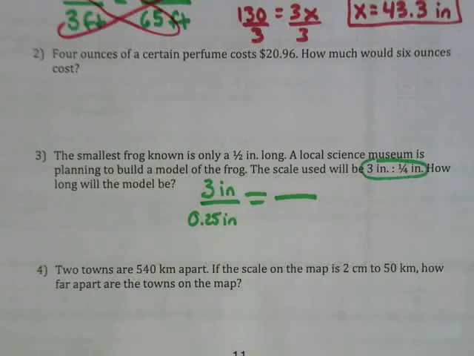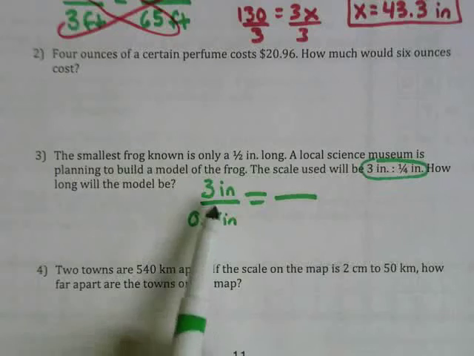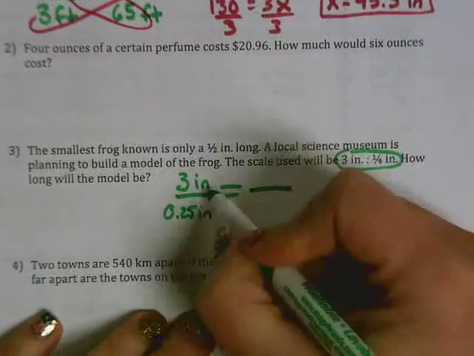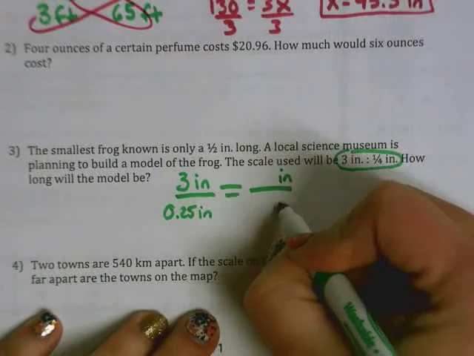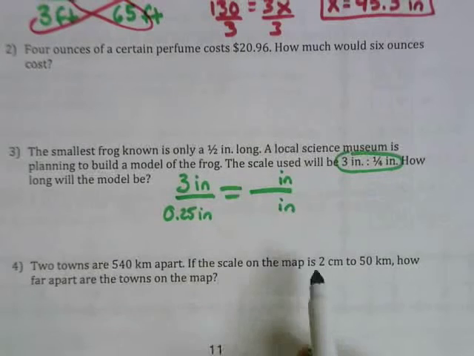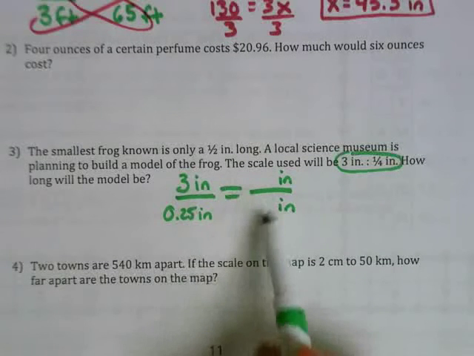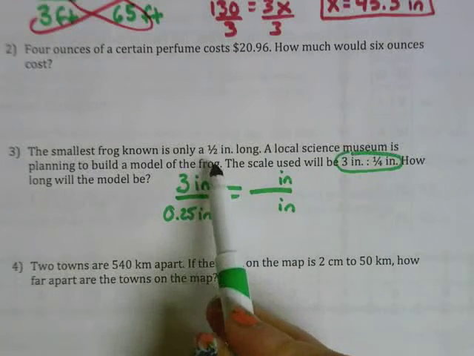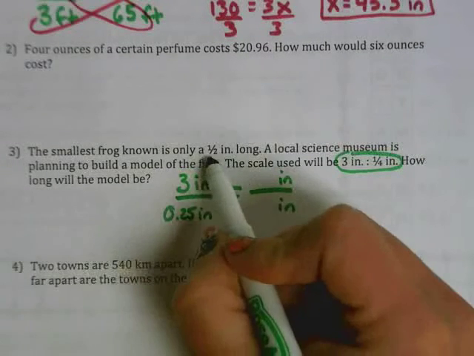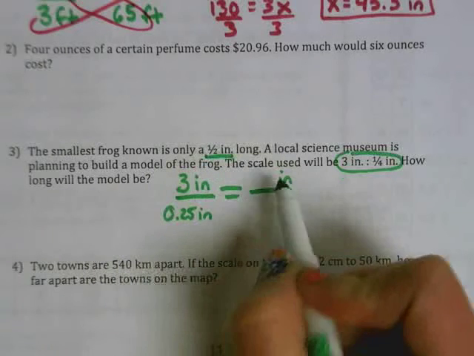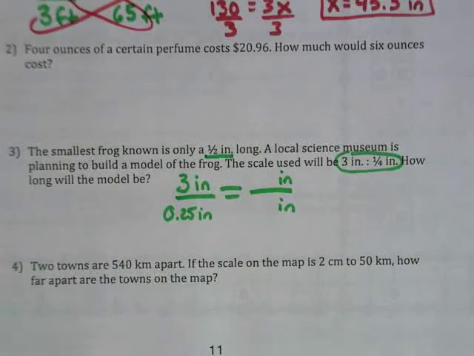Because I know that's 1/4. Now this is different than the last one because these are all inches. Inches on the top, inches on the bottom. That's going to be harder for us to decide where to put our last number. We know that the smallest frog known is 1/2 an inch. So that 1/2 inch has to go in one of those, but we've got to figure out which one.